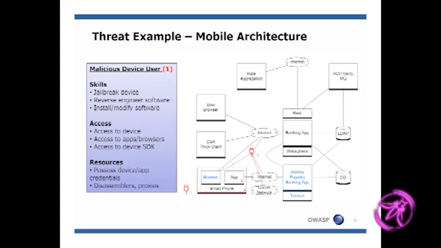From a skills perspective, you might be able to jailbreak that device, right? That changes what type of attacks they might try. For level of access, they have access to the device, the app's browsers, your native application that you deploy to the phone, the device SDK, which gives them a lot of power. From a resource perspective, they obviously can use disassemblers to reverse engineer the software. They might install proxies to enable certain types of opportunity for them. So this sets the stage to begin to think about the types of attacks that threats may try.